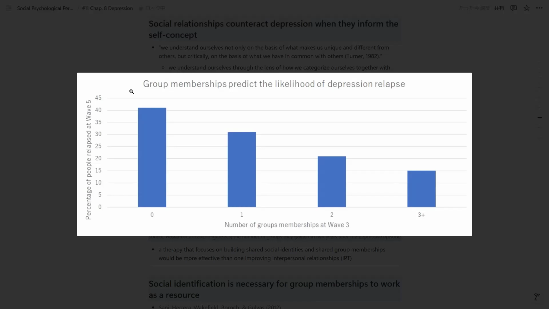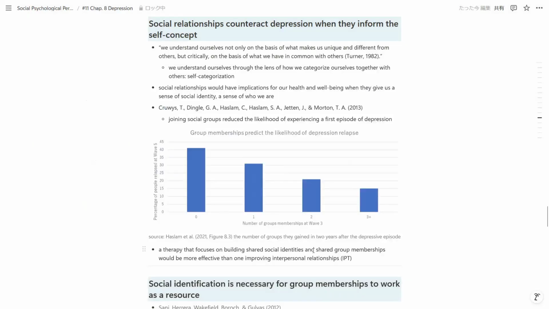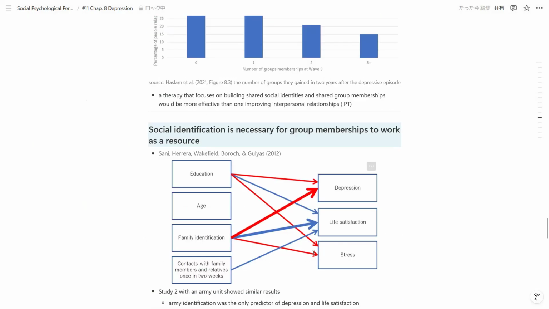Zero indicates they do not have any groups that they have joined since the last time they were asked about their group memberships, one means they have one more group that they belong to, and three means three more, and so on. And the more they belong to groups, the less likely they would experience depression relapse. That was basically the main points that I covered in the last lecture.